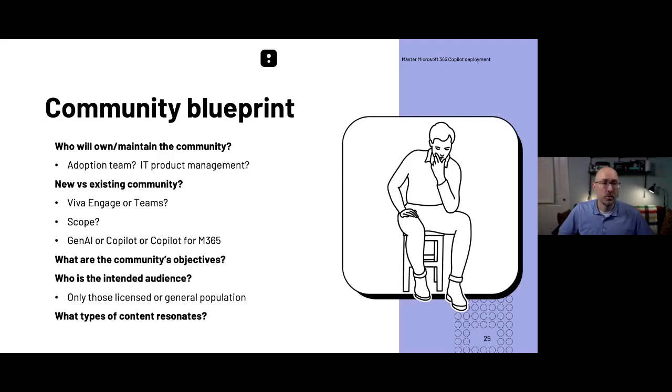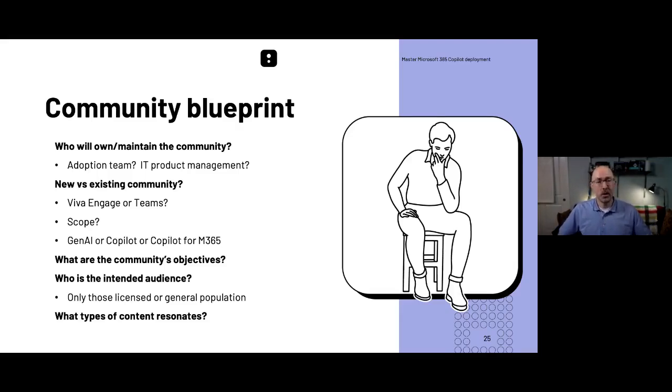You also have to determine, should the community only be for Copilot licensed users, or should it be for the general population? In my organization, we scaled it down to just our Copilot licensed users because we didn't want to tease other people and get inundated with questions about when they could join the Copilot program.